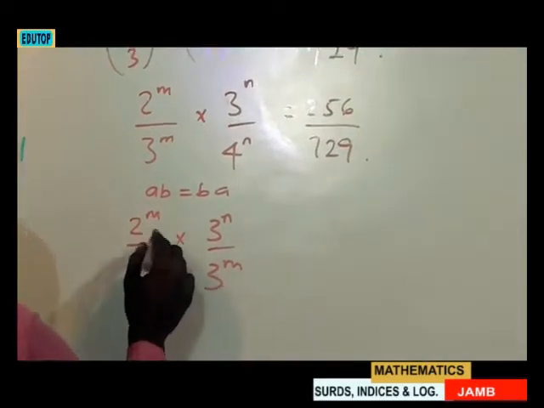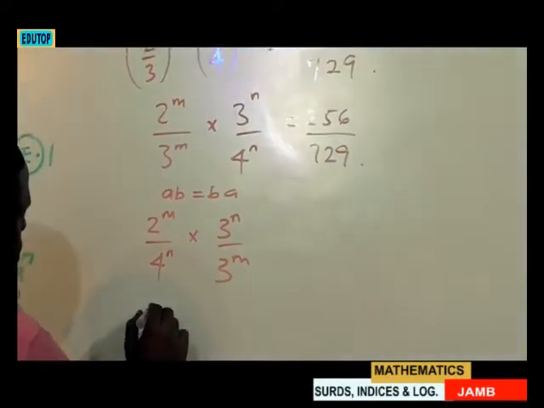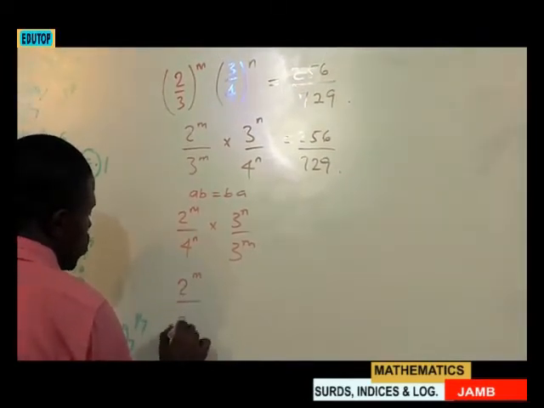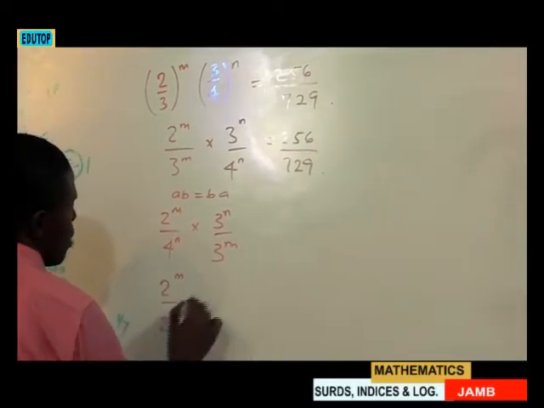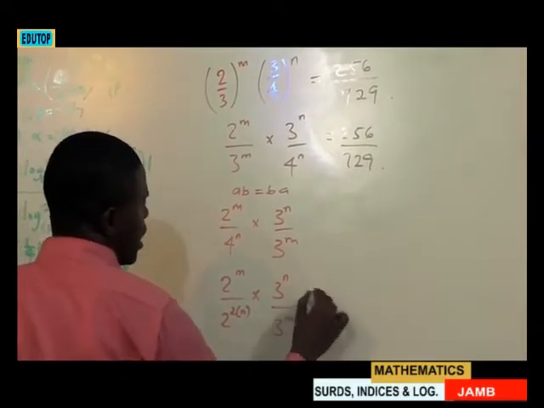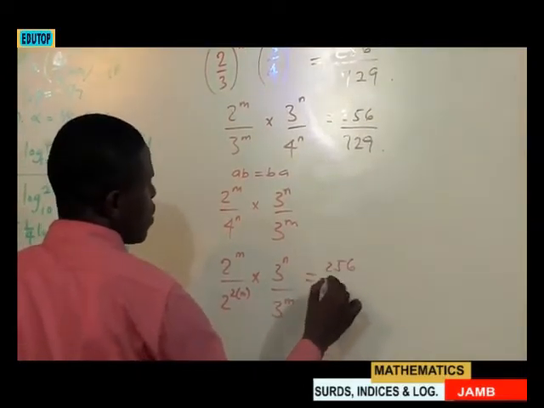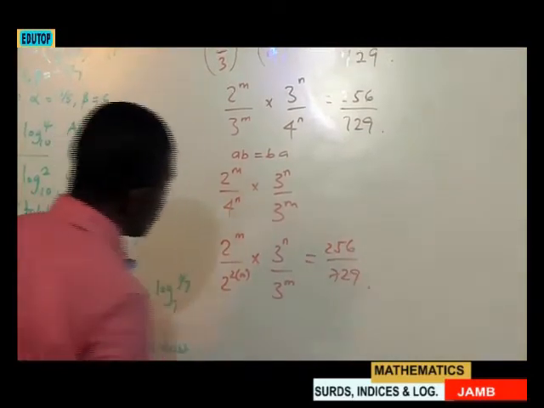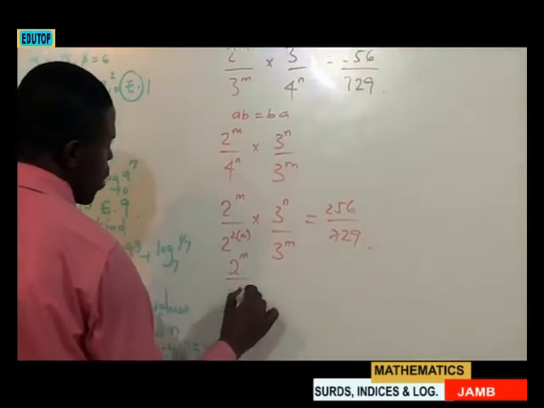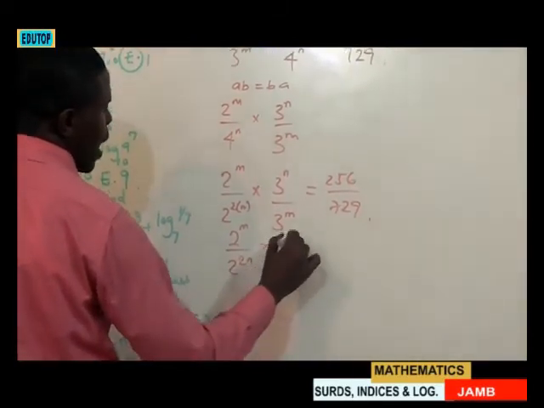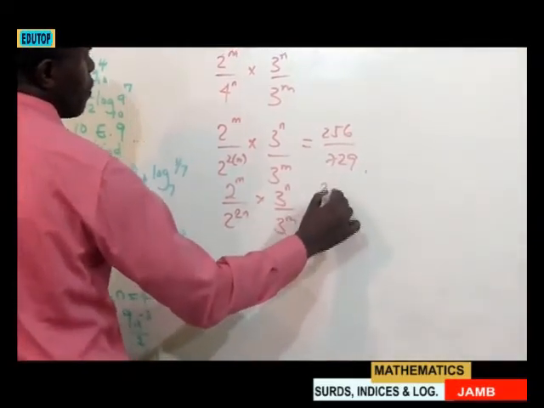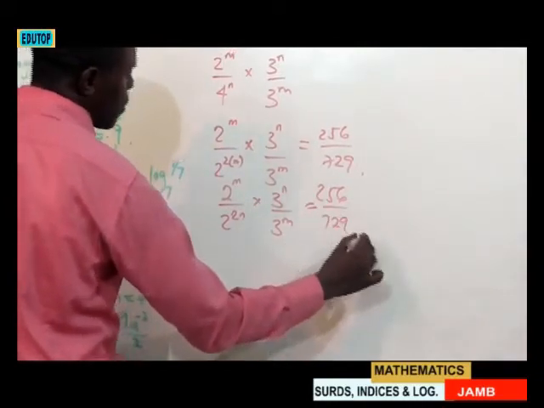Then if I decide to write it this way, definitely I will have 2^m over 2 raised to power 2n times 3 raised to power n over 3 raised to power m. Then I have this one as 256 over 729. Now, I can write this one as 2 raised to power m over 2 raised to power 2n times 3 raised to power n over 3 raised to power m. Then I have this one as 256 over 729.